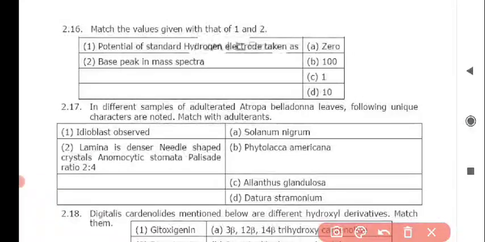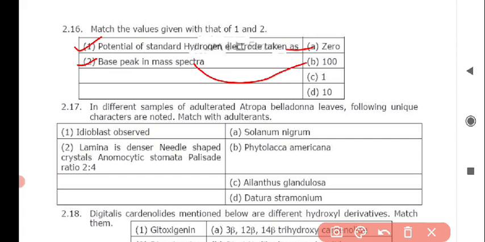Next question is match the values given with that of 1 and 2. For the first option, that is potential of standard hydrogen electrode taken as, the correct answer is option A, that is 0. And for the second option, that is base peak in mass spectra, the correct answer is option B, that is 100.